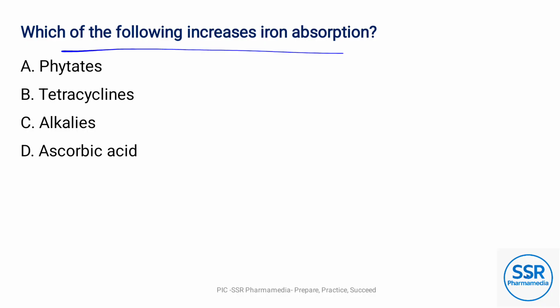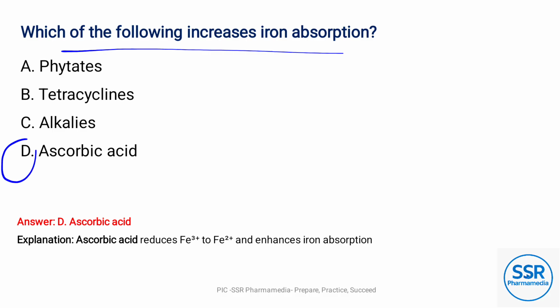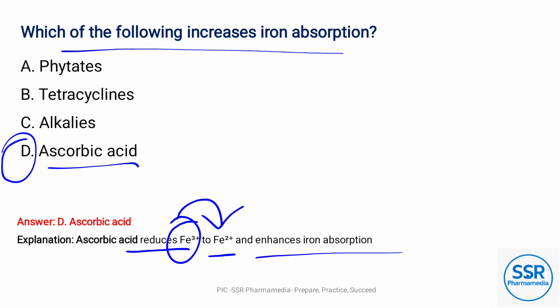Which of the following increases iron absorption? So ascorbic acid creates acidic conditions, so iron is absorbed. So iron is absorbed in the ferric form. In the acidic conditions, these absorbed ions are reduced into ferrous form, which enhances iron absorption.